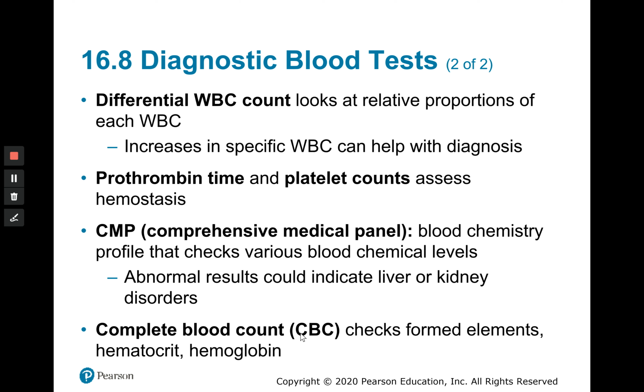We could do a prothrombin time test or a platelet count to assess hemostasis. Remember, hemostasis is the stoppage of bleeding, which includes the formation of a platelet plug and coagulation. Coagulation, in one of those steps we talked about, needs prothrombin to turn into thrombin. CMP is a comprehensive metabolic panel. It's a blood chemistry profile or test that checks various blood chemical levels. So we could look at abnormal results that may indicate liver or kidney disorders. This may be indicated by someone not being able to make procoagulants or clotting factors. And then a complete blood count, or a CBC, checks formed elements, hematocrit, and hemoglobin.